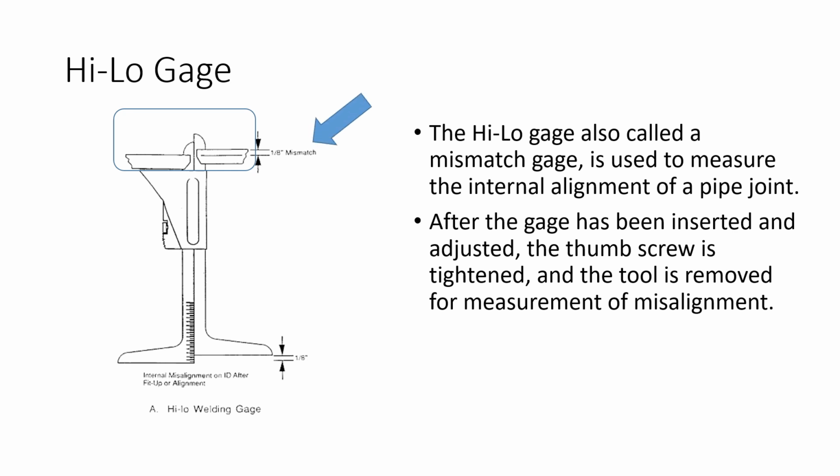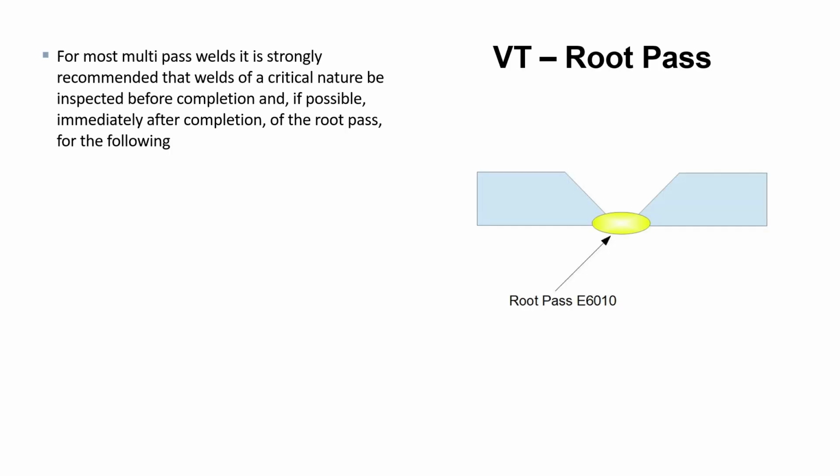So you can see right there, we're pointing to the 1/8 inch mismatch, and that's telling us how much internal misalignment there is with this piece of pipe that we're measuring and getting fit up to be welded. So with most multi-pass welds, they're going to tell us that, especially welds that are critical, they need to be inspected before we get started, before completion, and immediately after completion.